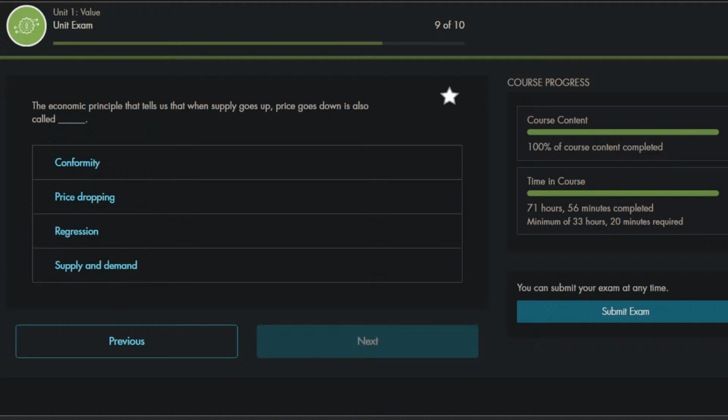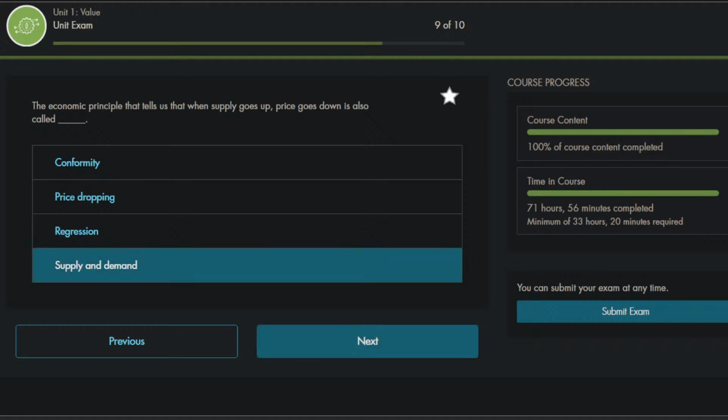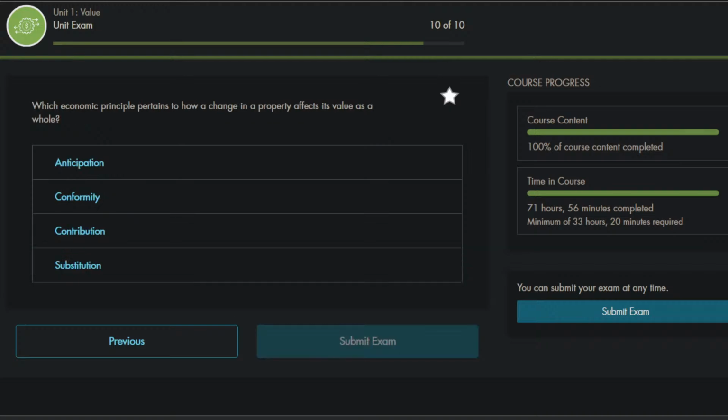All right, two more. The economic principle that tells us that when supply goes up, price goes down is also called supply and demand. I believe that's what it is. Let me reread it one more time. The economic principle that tells us that when supply goes up, price goes down is called supply and demand. I believe that is the answer. Let's go to the next one.